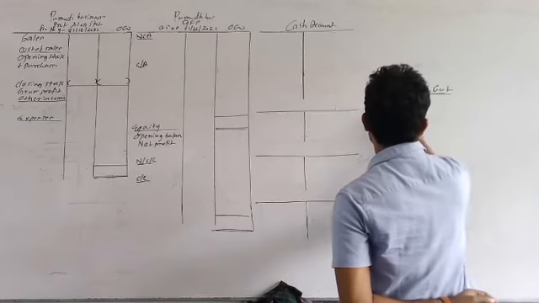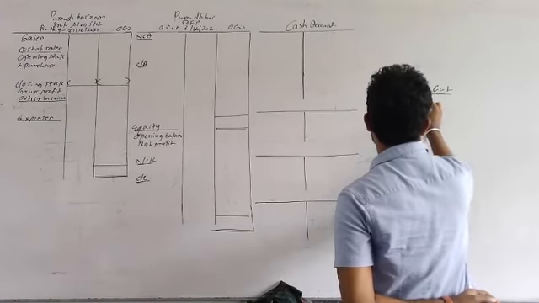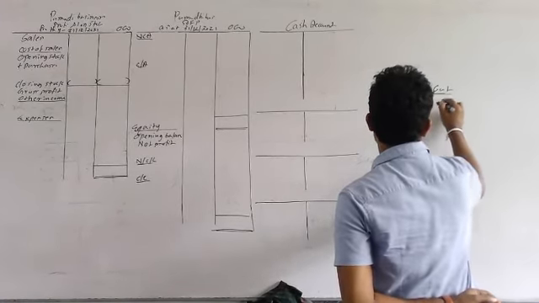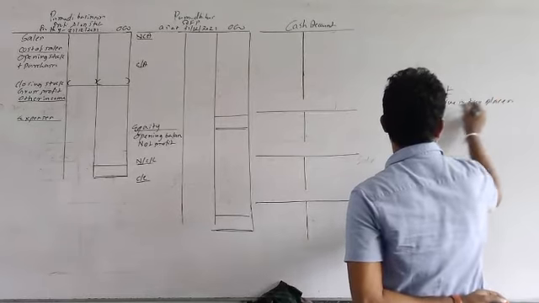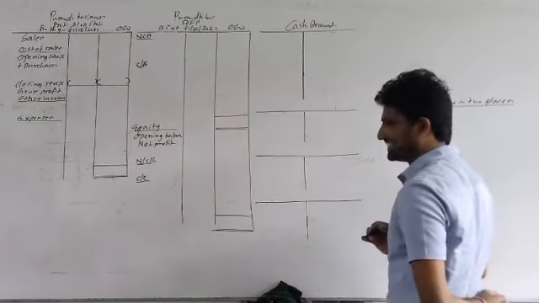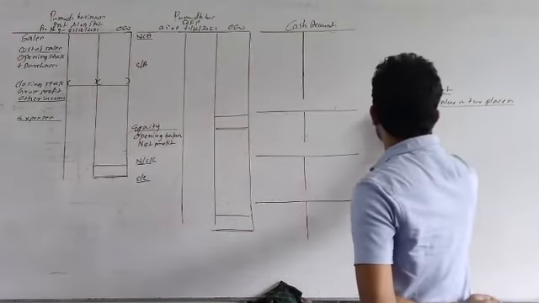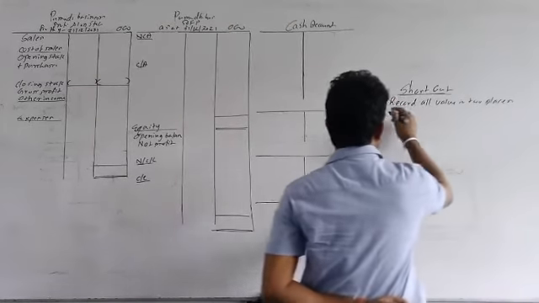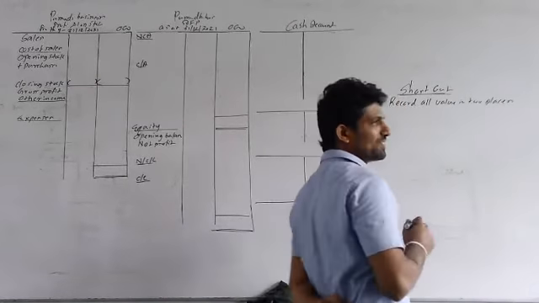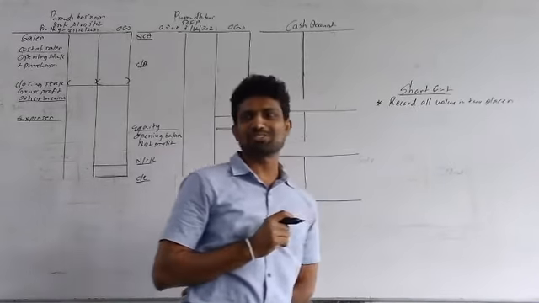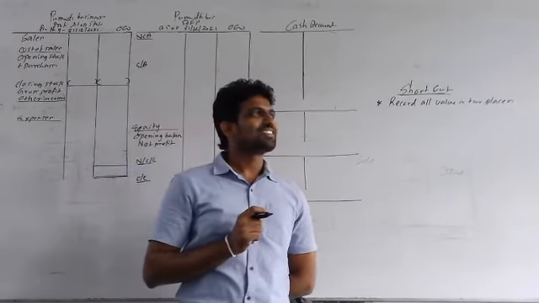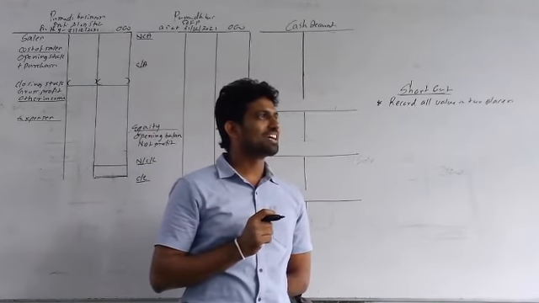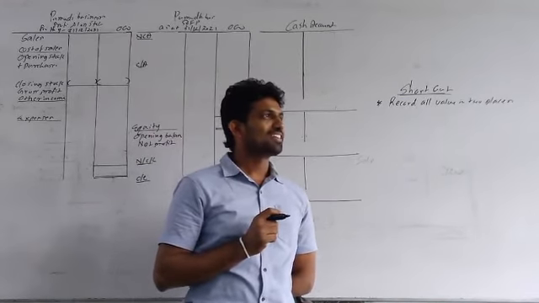Right. Record all values in two places. That's my shortcut. You want to get it right now. If you are confident enough that your brain power is very high, much stronger, then no need to write. What to say about my memory? It's better to write down.